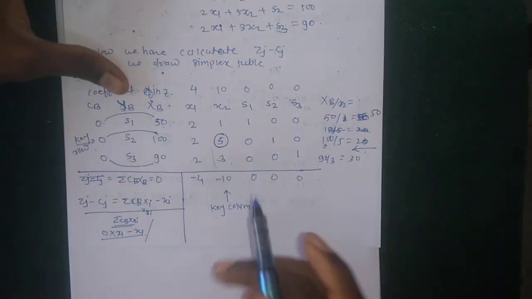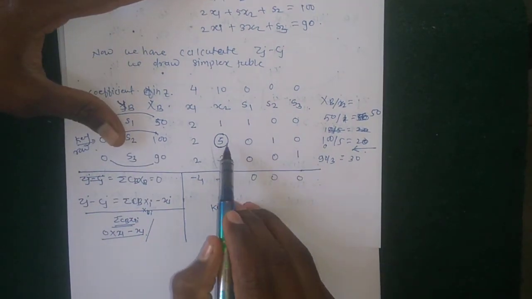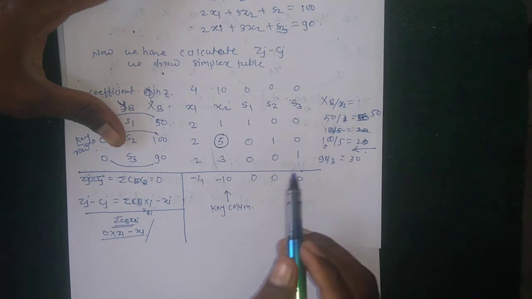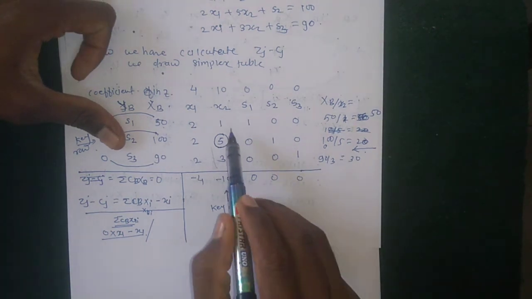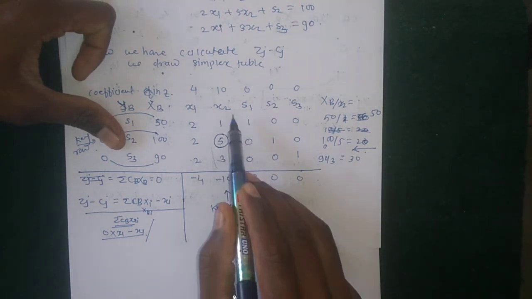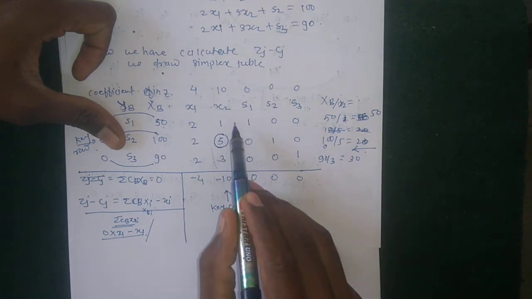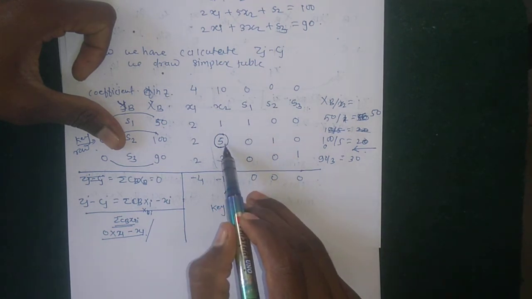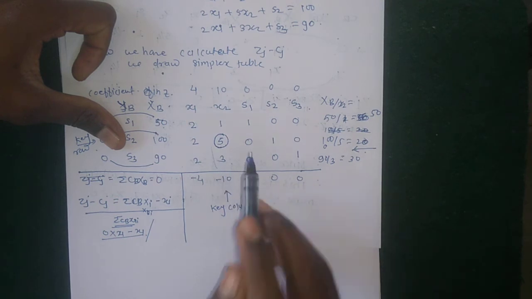Okay, so now we convert 5 to unity, and make all other elements above and below the leading element 0.